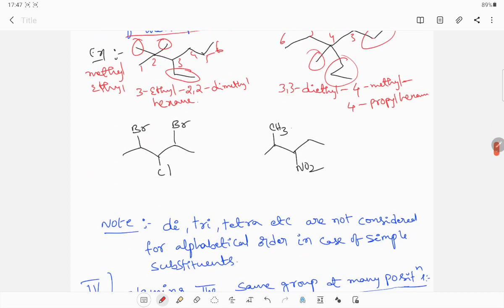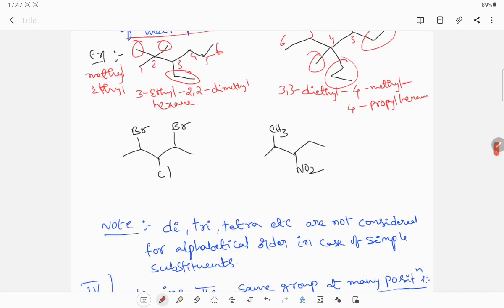So next, come to the next example. 1 2 3 4 5. Chlorine is there, bromines are there. Which name comes first in alphabetical order? Bromine. So that's why 2,4-dibromo, 3-chloro, pentane. 5 carbons are there, pentane.